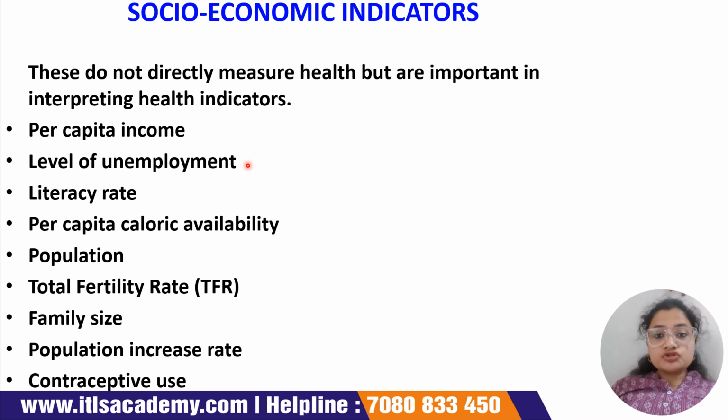We all know that most of the youth are unemployed even after having degrees like masters and PhDs. Next is literacy rate, which is again very low in India. I think still 60% of the population is illiterate in India. Then per capita caloric availability, population, total fertility rate, family size, which is again big in most of the families of India, population increase rate, and contraceptive use. Contraceptive use is again important, and in many cases in India, people avoid contraception. Many people also have religious beliefs that we should not use contraception.